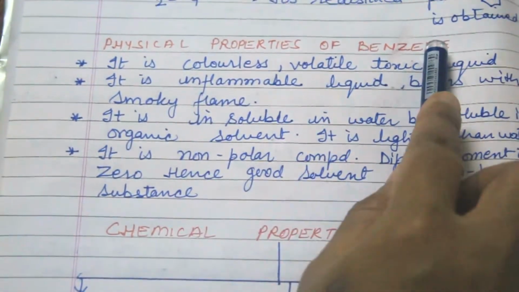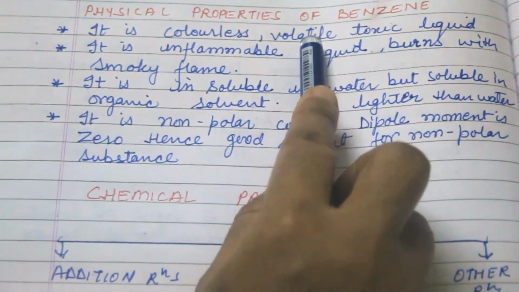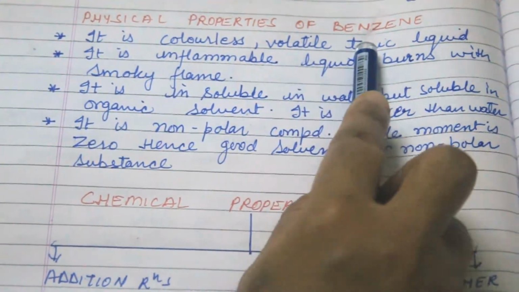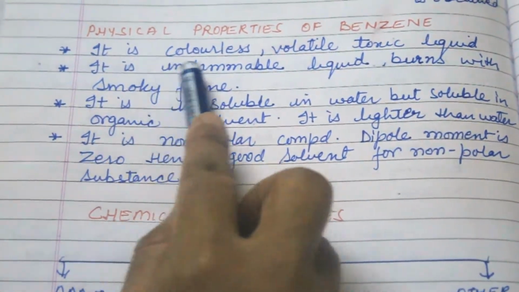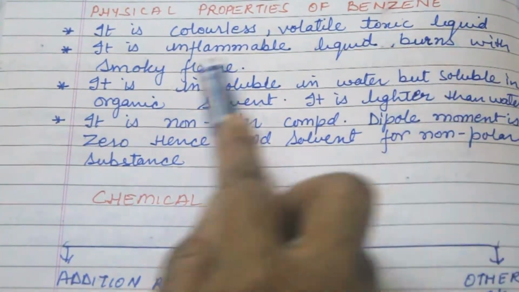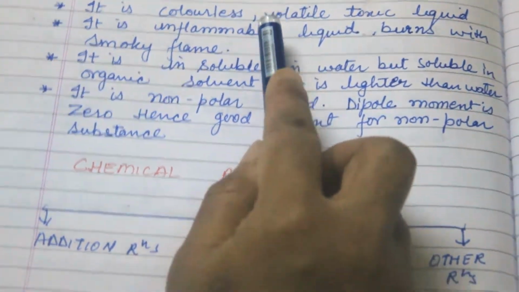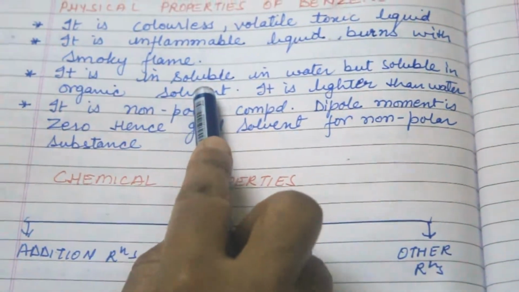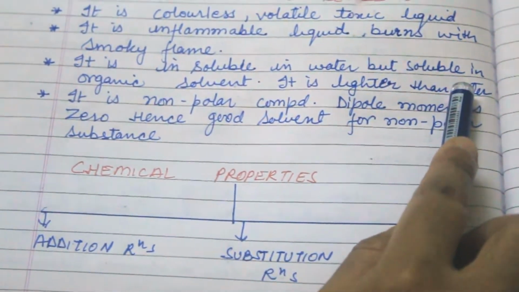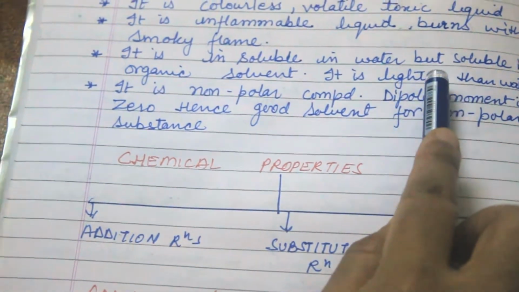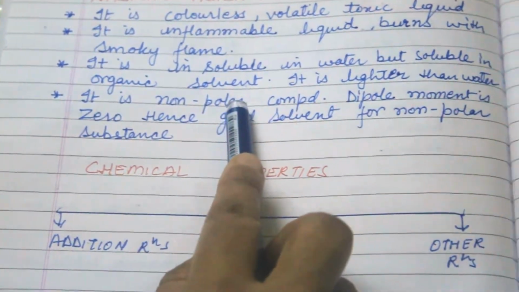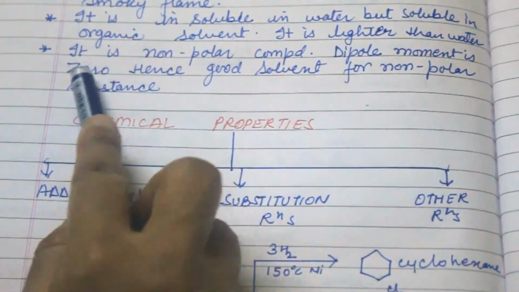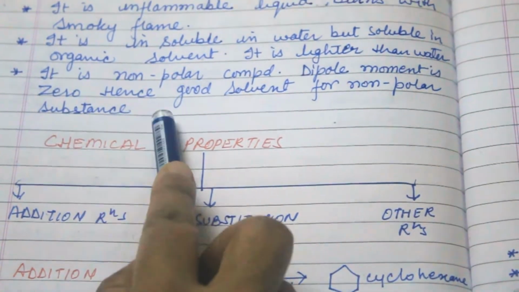Now come to physical properties. It is colorless and volatile, meaning it easily evaporates in air. Toxic means poisonous liquid. It is an inflammable liquid, burns with a smoky flame. Inflammable, easily catches fire. It is insoluble in water but soluble in organic solvents. It is lighter than water as its density is less, that is why it floats on the water. It is non-polar, it has no positive and negative charge. Dipole moment is 0, hence it is a good solvent for non-polar substances.